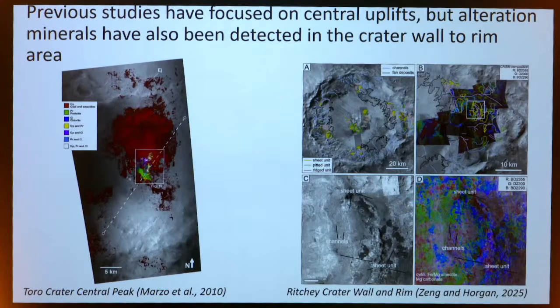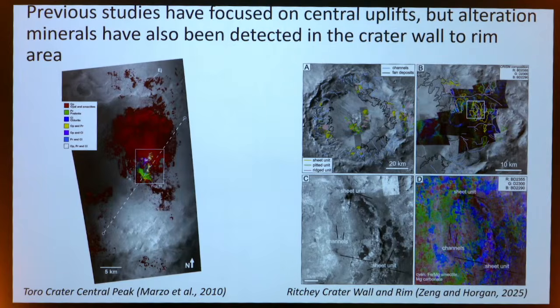Previous studies have focused on the central uplifts of craters, but alteration minerals have also been detected in the crater wall to rim region. On the left, we have the Toro crater central peak. This was a really comprehensive study of Toro done by Marzo et al., where they mainly focused on the central peak region, and they found both low temperature and high temperature alteration minerals present that may be indicative of some sort of hydrothermal alteration.